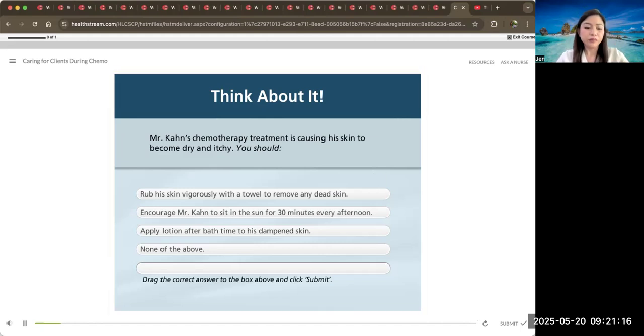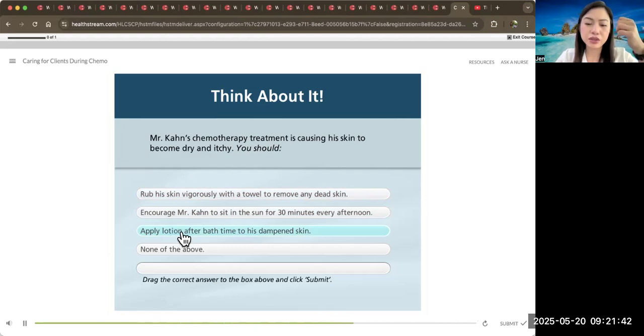Think about it. Mr. Cam's chemotherapy treatment is causing his skin to become dry and itchy. You should rub his skin vigorously with a towel? No, you shouldn't rub. You should pat. Encourage Mr. Cam to sit in the sun for 30 minutes? No, you shouldn't. You should avoid sun exposure. Apply lotion after bath time to his dampened skin.